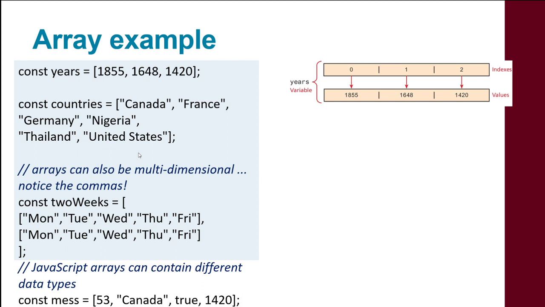You can also have multi-dimensional arrays. So what that means is that you can have arrays within arrays. So this is functionally an array called 2 weeks that contains 2 arrays. The first one contains Monday through Friday. The second one then also contains Monday through Friday.